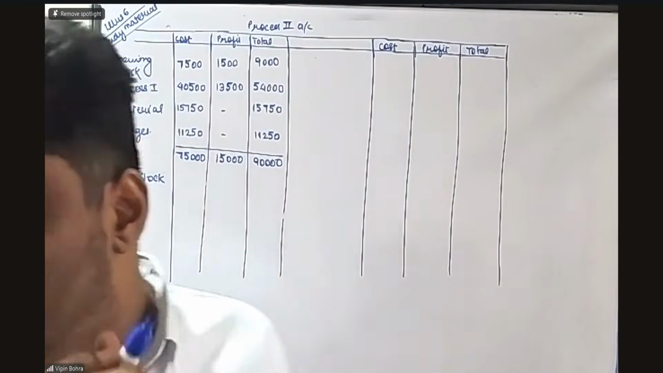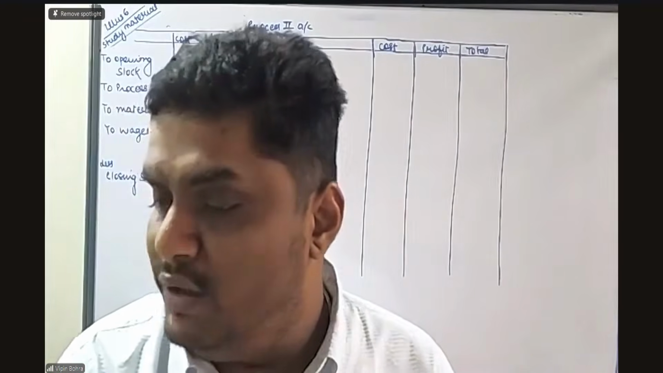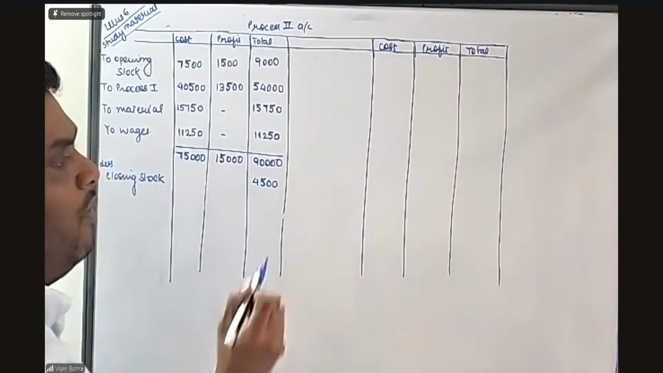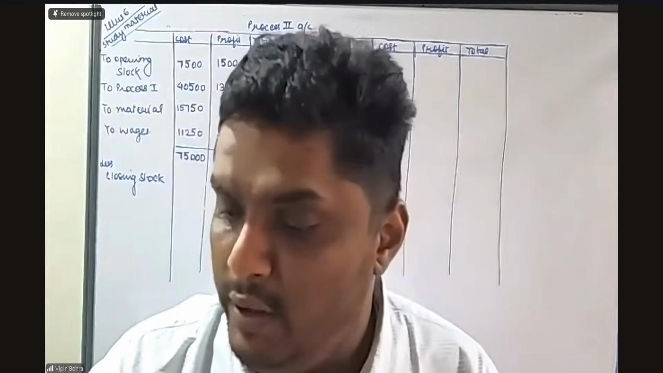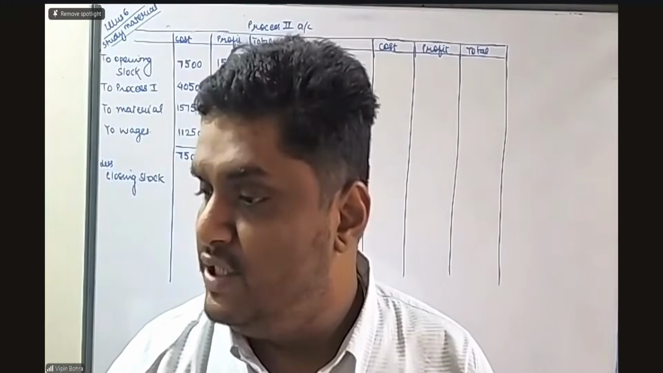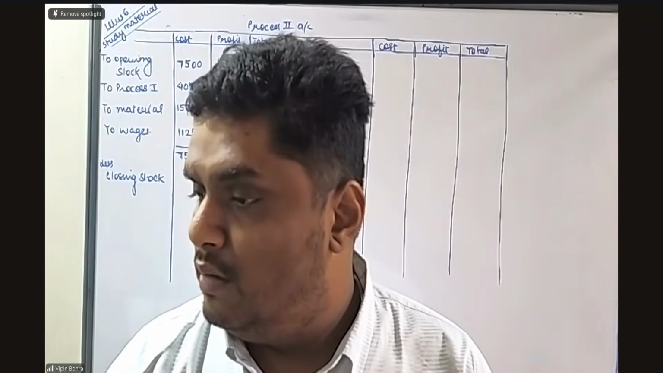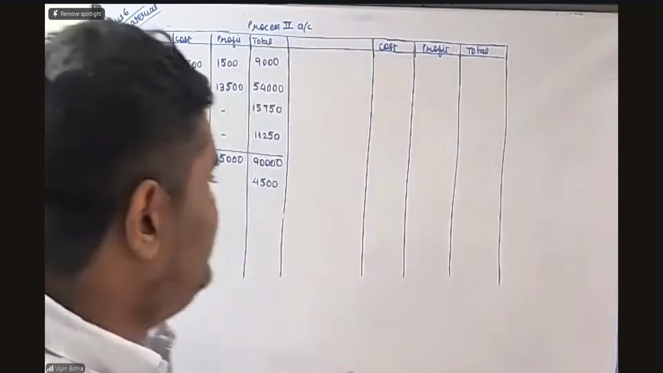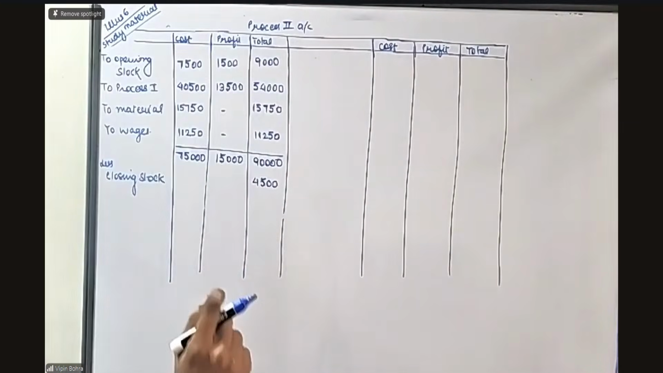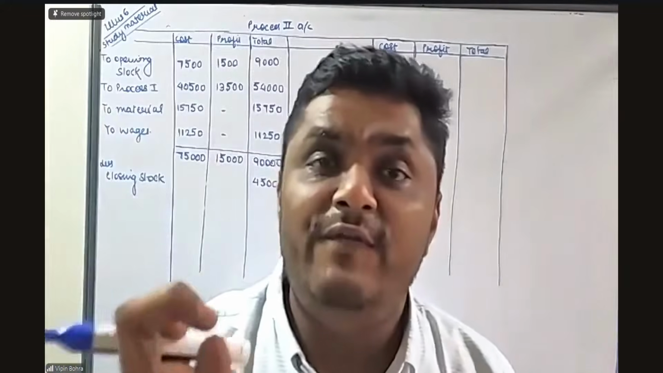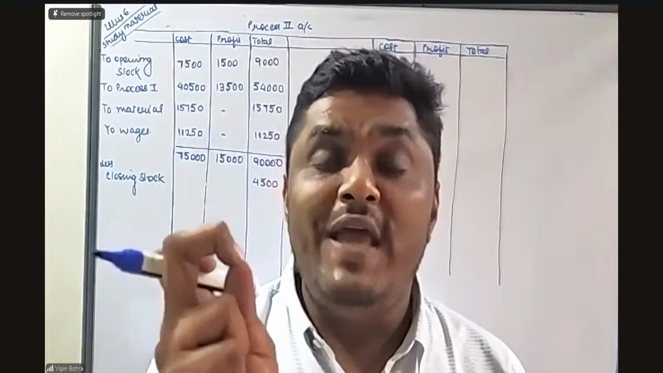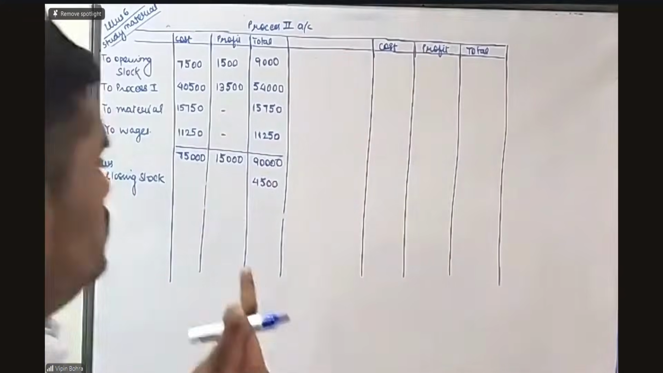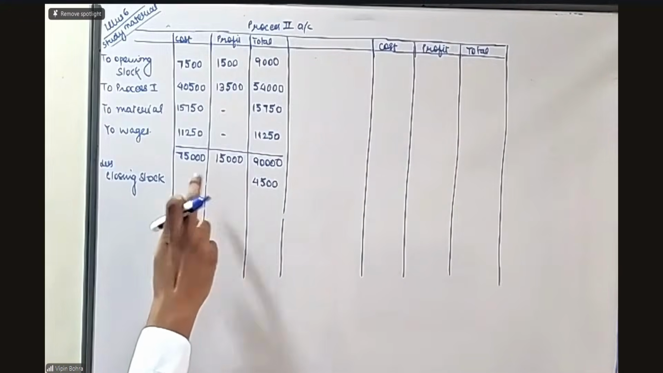My closing stock is how much? 4,500. Now see, very important guys. One second, let me check if there are any queries. Very good. So fine. Now see, closing stock is valued at prime cost. So now 4,500 is the total amount. So we have to remove the profit element. We have to calculate the total cost. So the point is how to calculate these two figures.